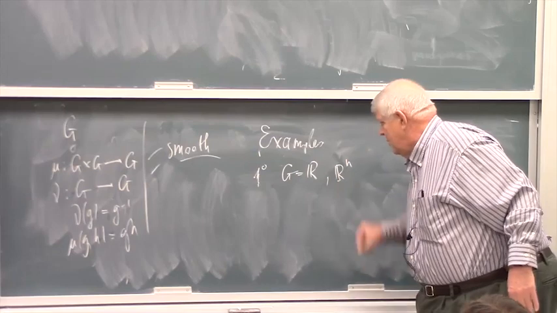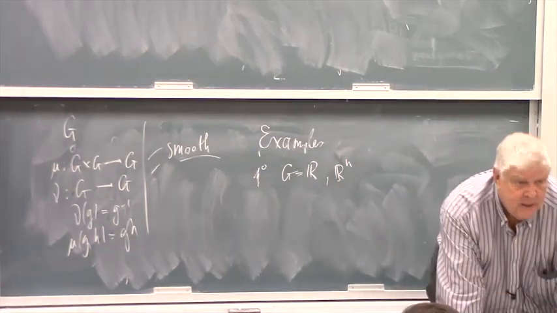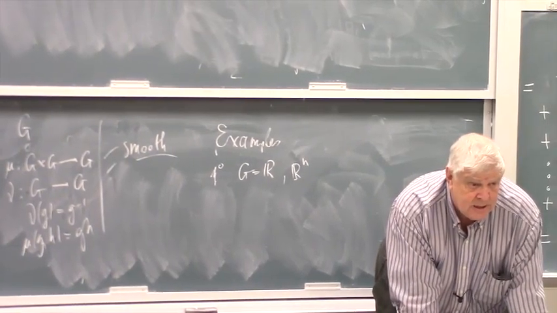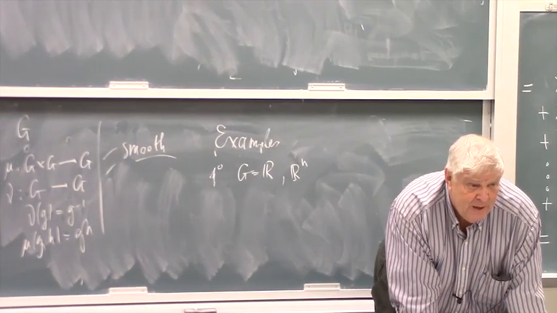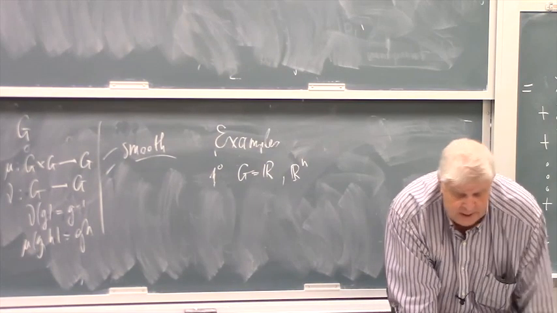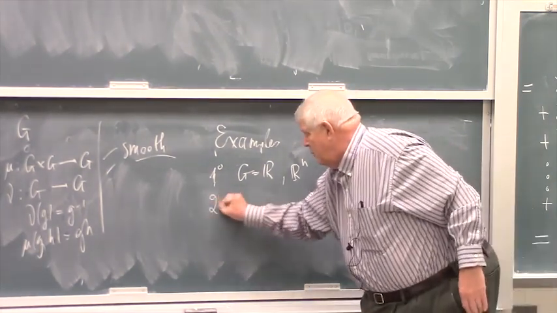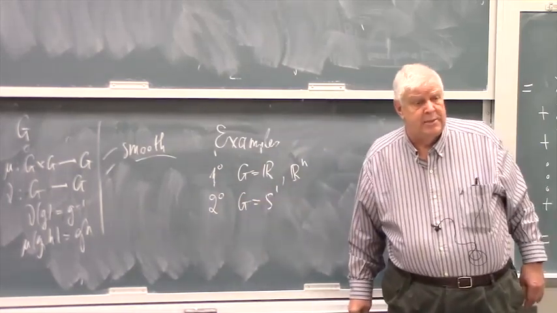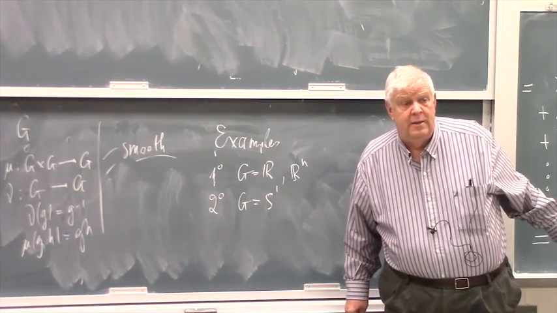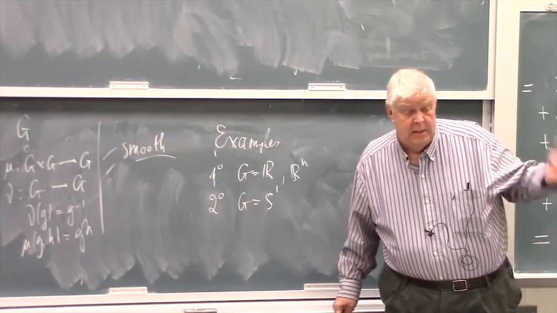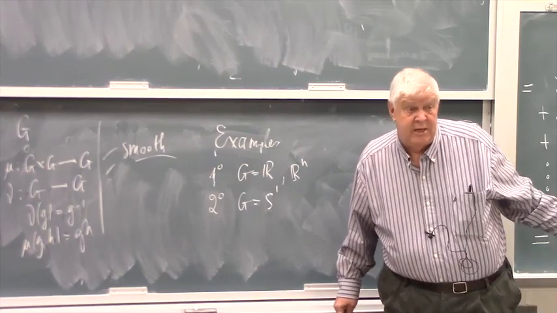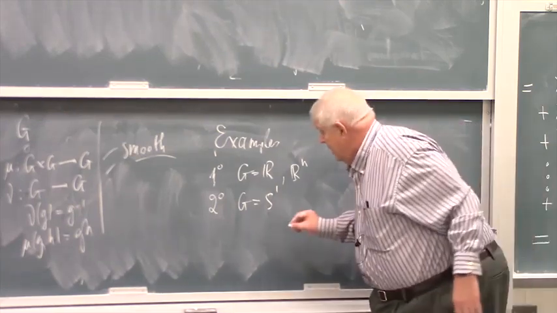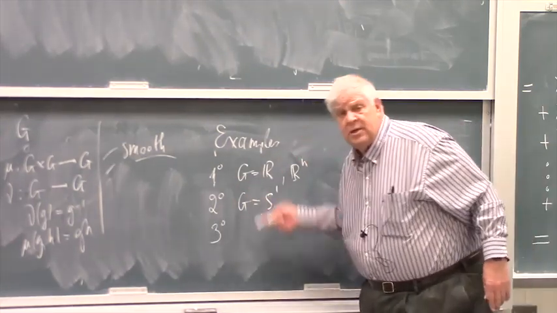Certainly we can take R^n, Euclidean space of dimension n, again with the addition operation. It is the first example of a Lie group. Very simple, not very interesting. One more. So circle, S1. It is a one-dimensional manifold, and the multiplication is addition again, the usual addition of angles. These two groups are commutative.